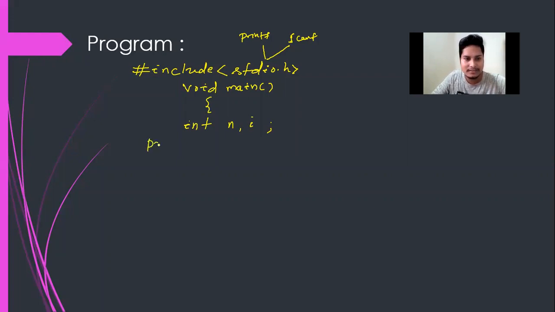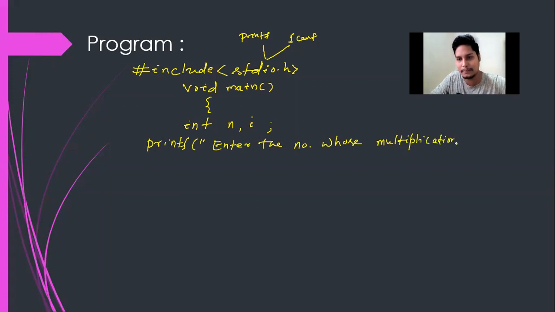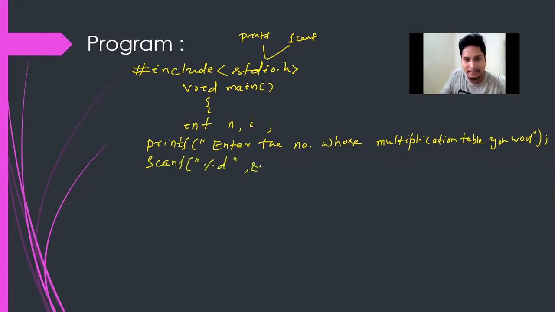So next, in the printf statement, I'm writing "enter the number whose multiplication table you want", double quotation and bracket and semicolon. Scanf("%d", &n); semicolon. Okay, so then after that I'm using a for loop.